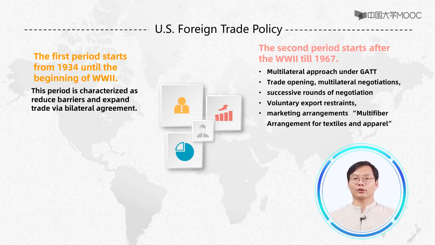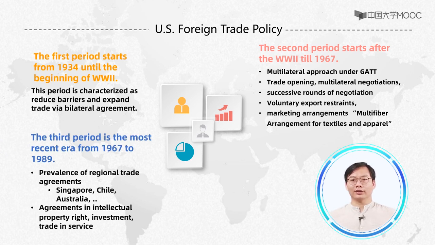Some countries that relied on the U.S. market were forced to accept voluntary export restraints. For example, in order to release the protection pressure from the domestic textile sector, marketing arrangements were signed between the U.S. and its exporters, such as the Multi-Fiber Arrangement for textile and apparel. The third period is from 1967 to 1989. In this period, regional trade agreements were prevalent. The U.S. signed FTAs with many countries such as Singapore, Chile, Australia, etc. Other agreements were signed to protect intellectual property rights, investment, and trade in services.